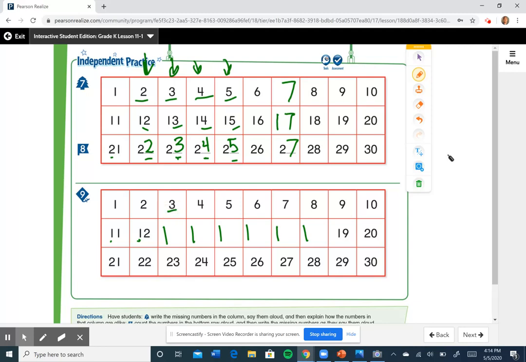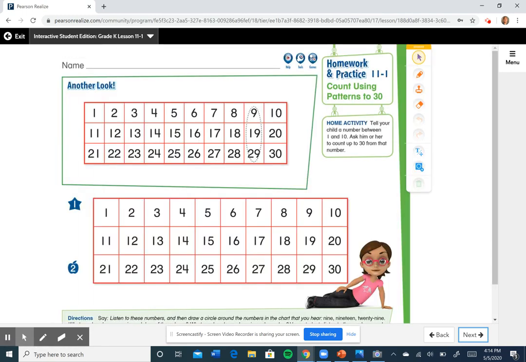What do these columns have in common? A 3. What does this column have in common? A 4. This has a 5. This one has a 6. This one has a 7. And this one has an 8. So a way to double check your answer is just by counting. 11, 12, 13, 14, 15, 16, 17, 18. Excellent. Next page.